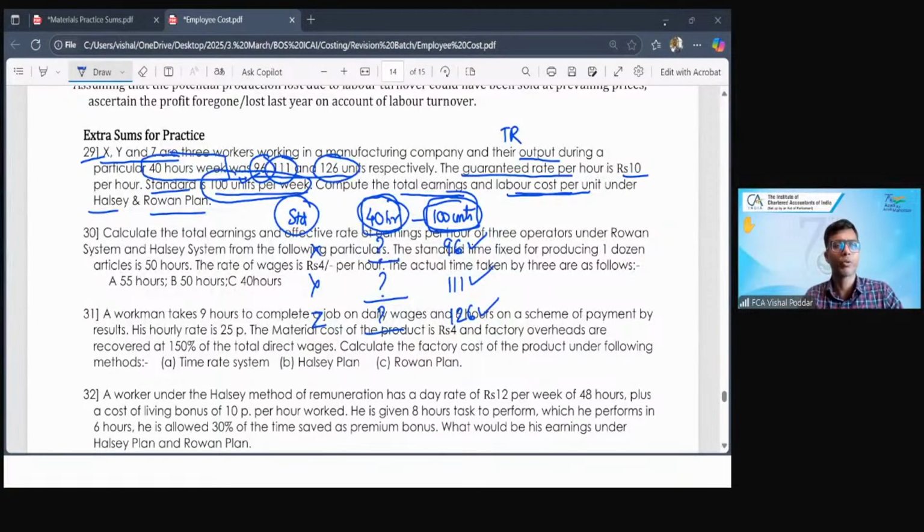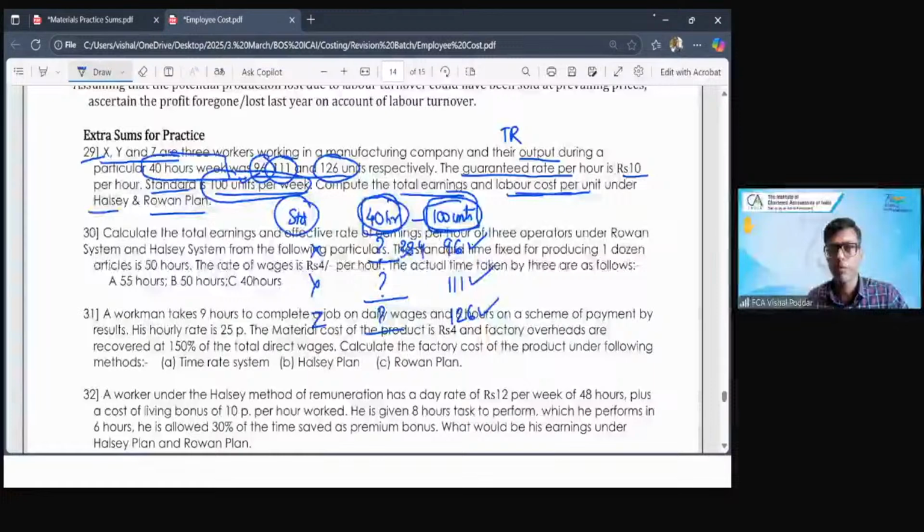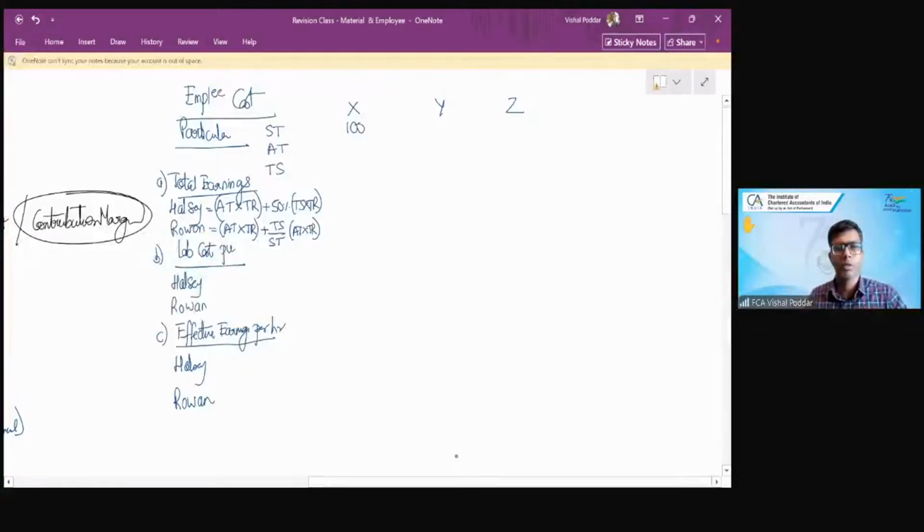Okay. So 38.4, 44.4, and 50.4. Correct? 38.4, 44.4, 50.4. Now, what is the actual time taken by all?